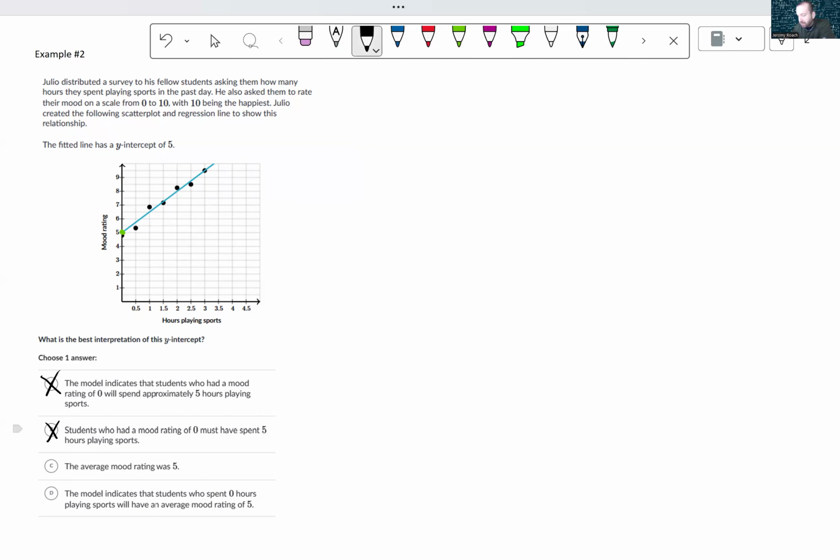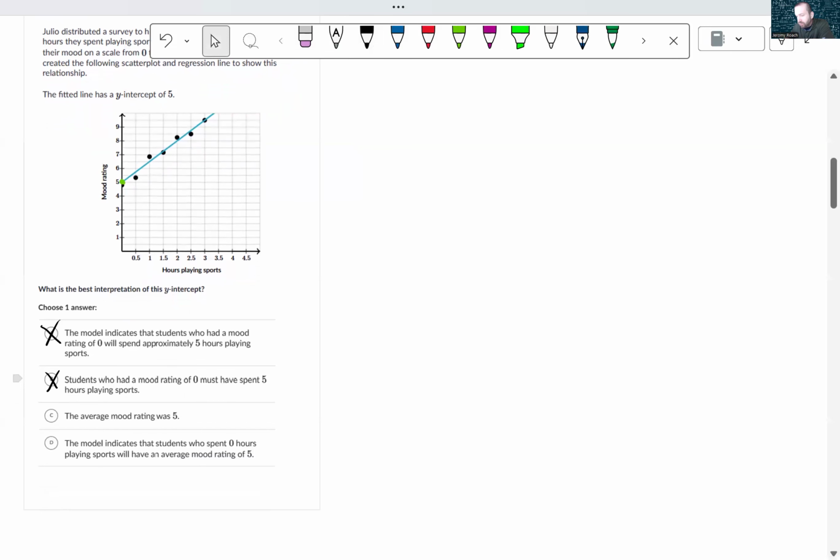So not B. C says the average mood rating was 5. This isn't telling us our average. We can maybe see the average increase per hour of playing, but it doesn't tell us our absolute average. So it's not C either, which leaves D to be our correct answer choice. But let's go over to see what it says.